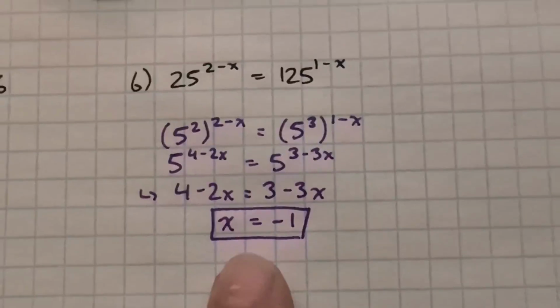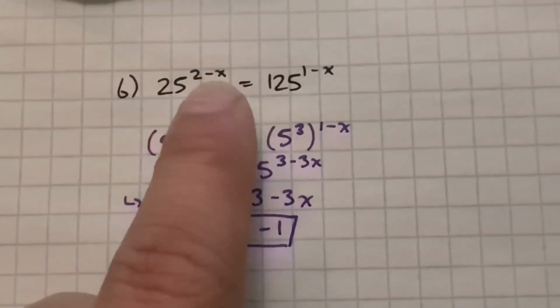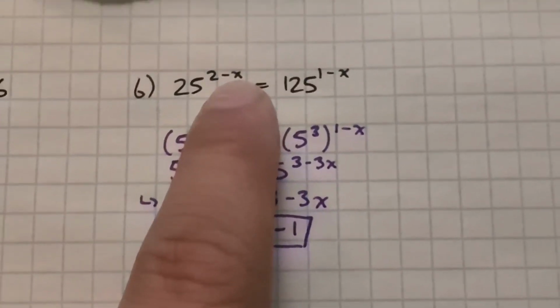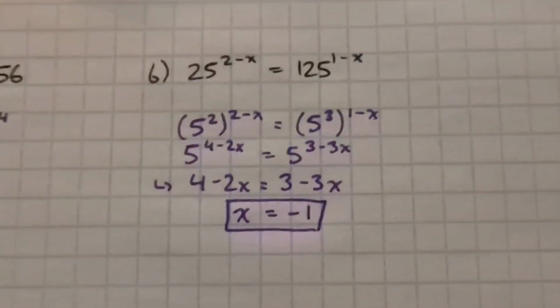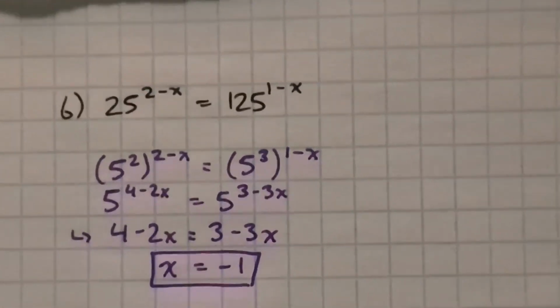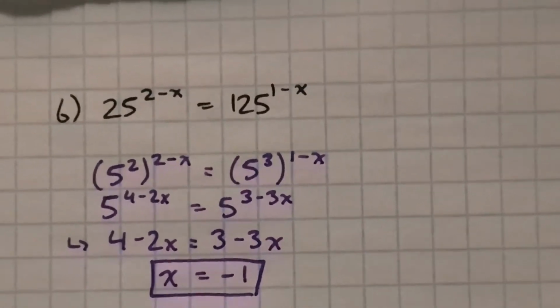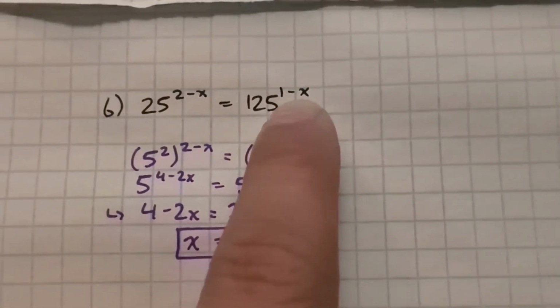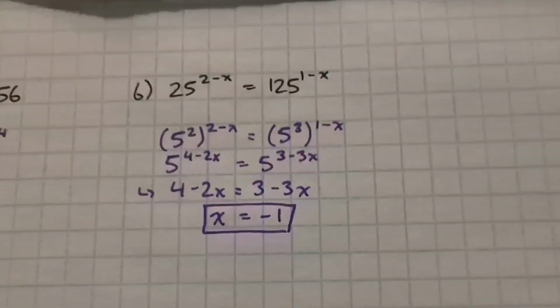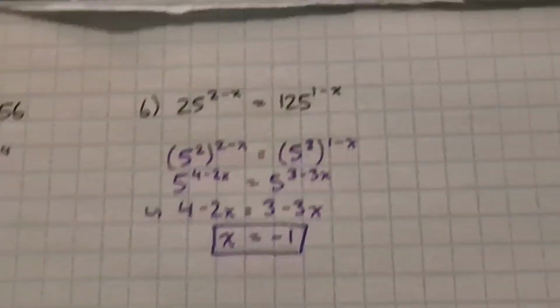Don't believe me? Sub into your equations here. So negative 1, we would get 2 minus negative 1 is 3. So 25 cubed, and we get 125 squared. We could check those on a calculator, but those are equal to one another.